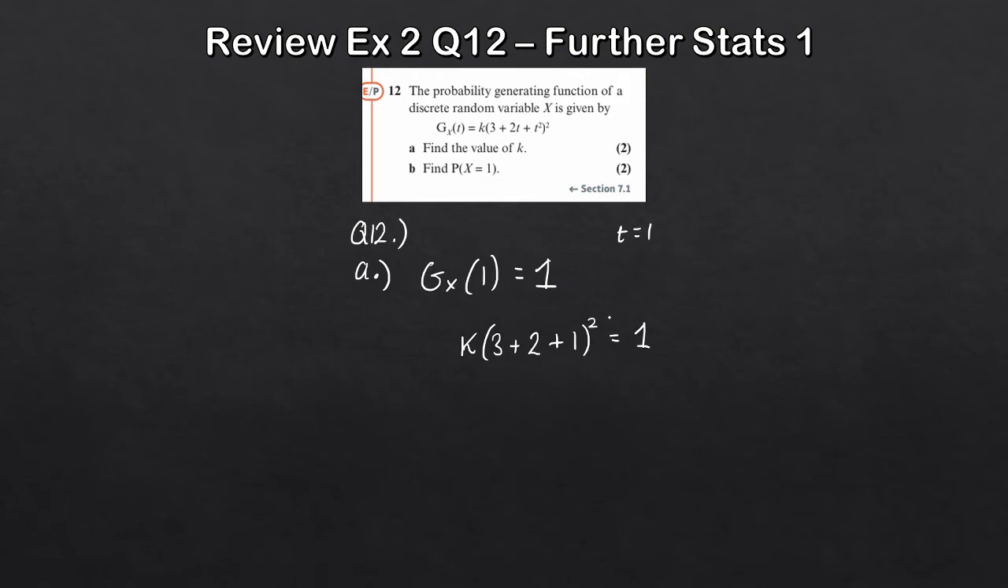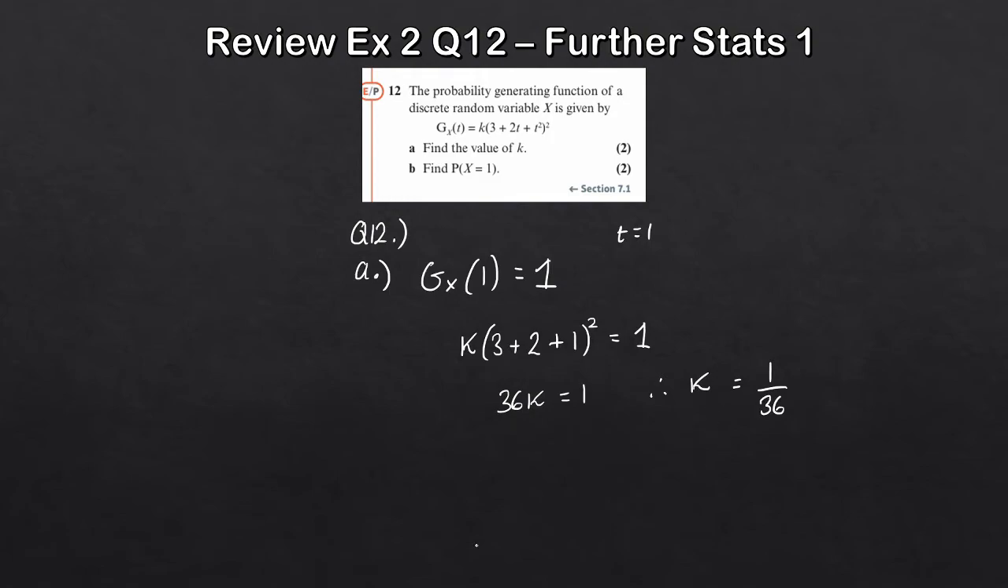So simplify this now. 3 plus 2 is 5, plus 1, 6. Square that, that's 36. So we've got 36k is equal to 1. So therefore, nice and easy again, k must be equal to 1 divided by 36. So that's the first part.